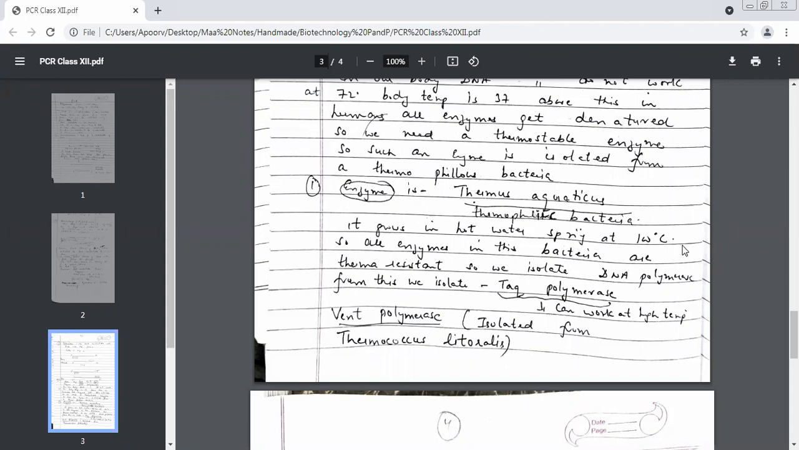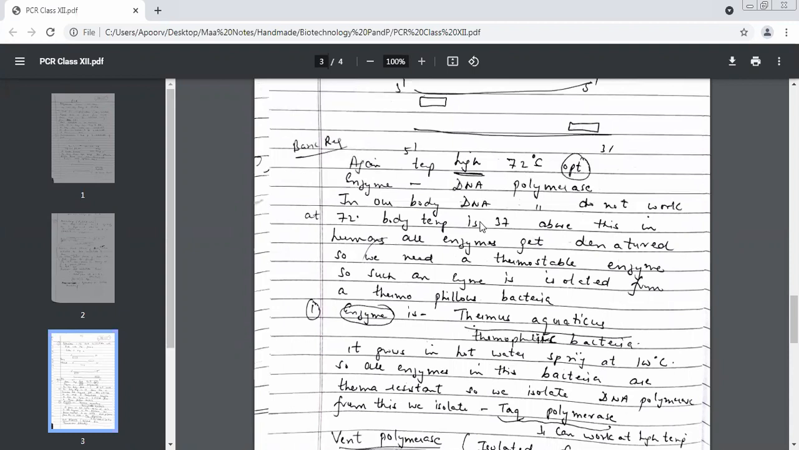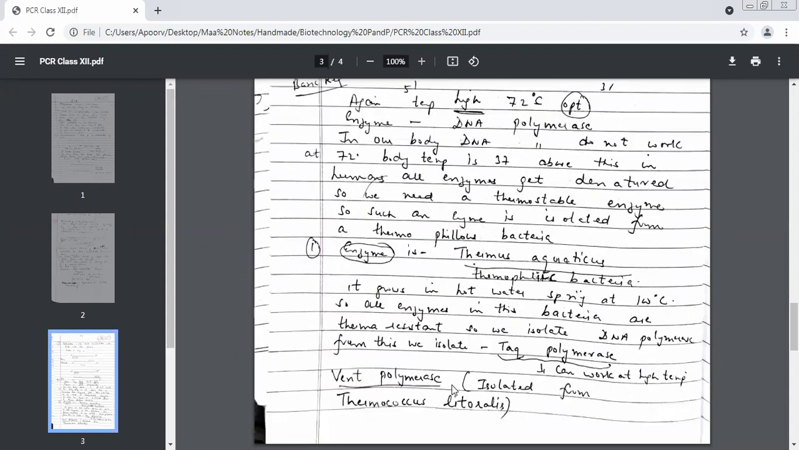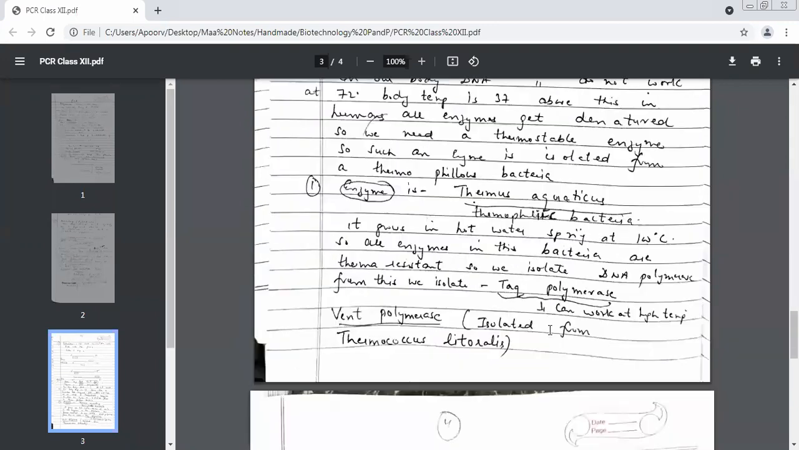100 degrees Celsius. So we isolate this enzyme that we had talked about, DNA polymerase, from this bacteria. Okay, fine. We isolate it from this bacteria. And then we isolate this Taq polymerase. Look at the names of these enzymes.